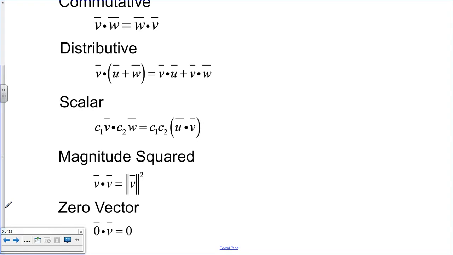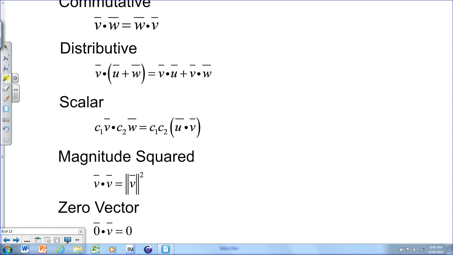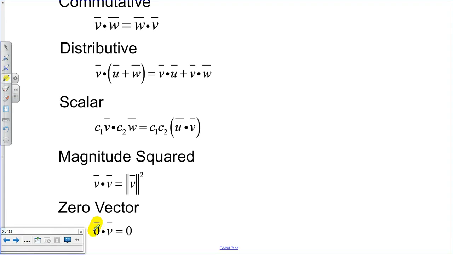If you take a vector and dot it with itself, v dot v, you're going to get the magnitude of v squared. When you take a 0 vector, and the 0 vector is 0i plus 0j, and dot it with a vector, you will always get 0. Notice that the second 0 doesn't have the bar on it. The 0 in the front is a vector, which means that it's 0i plus 0j. The 0 at the end is not a vector, so it doesn't have the bar over it.